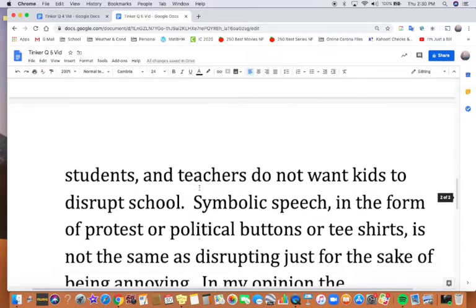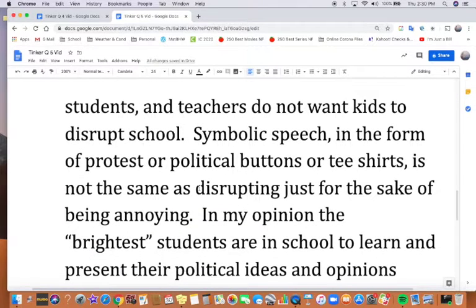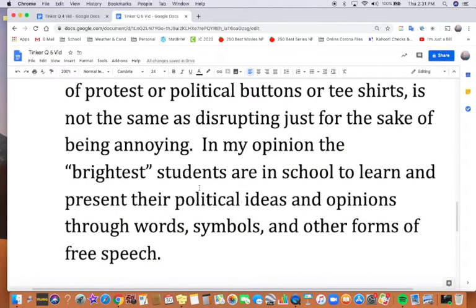Most parents, students, and teachers do not want kids to disrupt school. Symbolic speech in the form of protest or political buttons or t-shirts is not the same as disrupting just for the sake of being annoying. In my opinion, the brightest students are in school to learn and present their political ideas and opinions through words, symbols, and other forms of free speech. So again, a little bit longer answer, but they did a good job of organizing it.